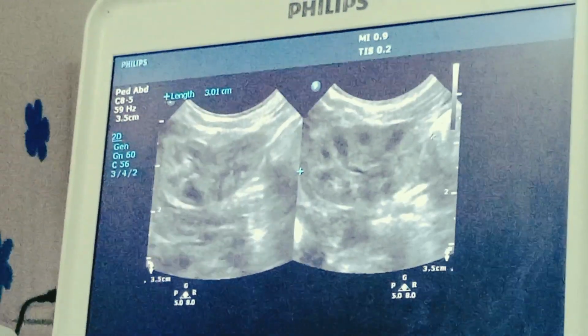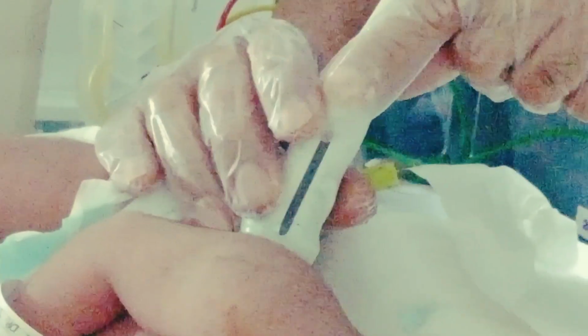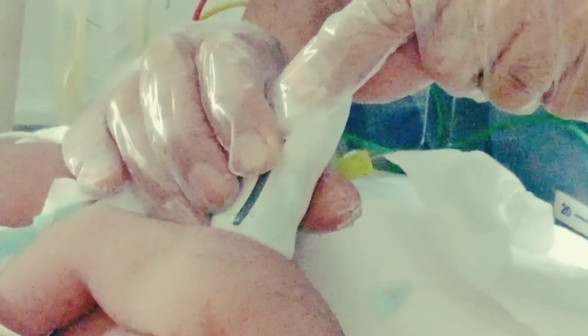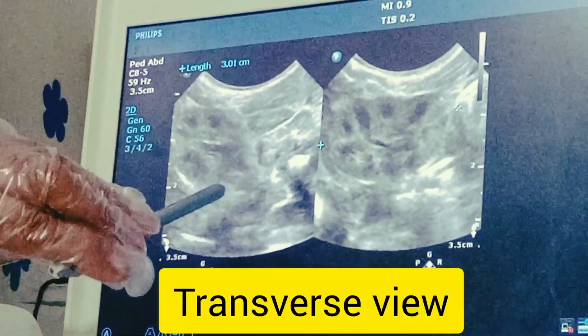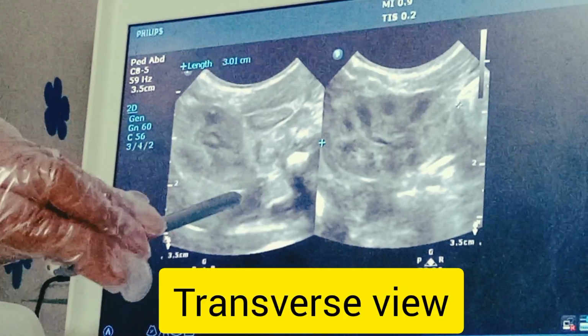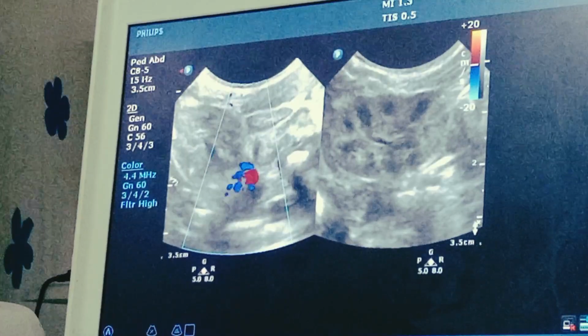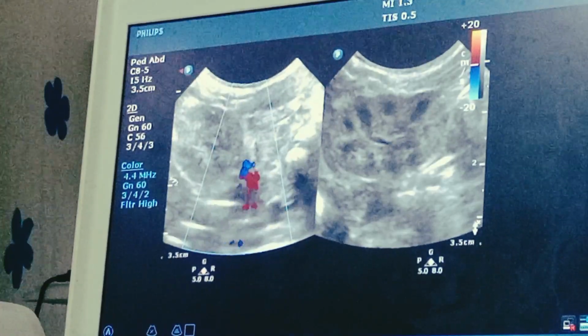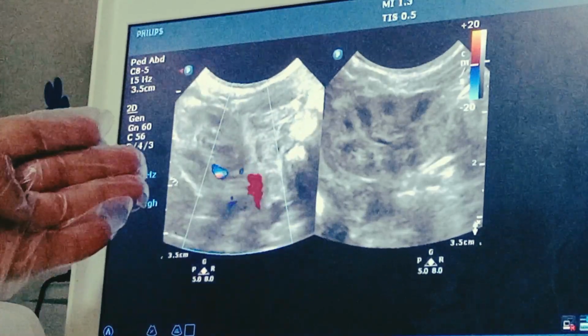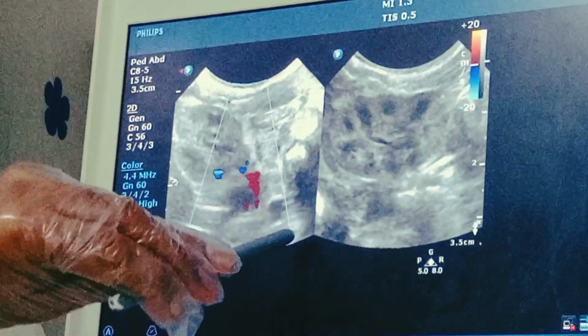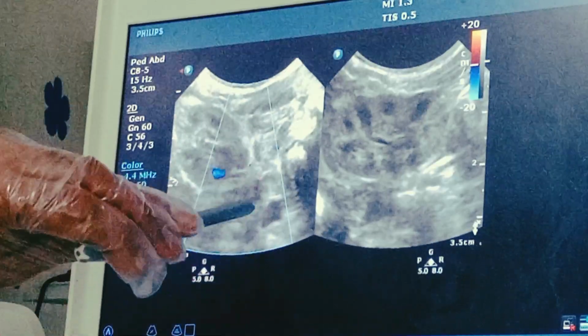This is the probe here. I'll turn the probe like this. This is called the transverse view. Then this is the transverse view of the kidney. You can see beautifully the pelvis open here. There are a lot of pulsations because there are a lot of vessels. You can see the vessels entering into the kidney. See how beautifully it comes from the aorta. This is the vertebra, and the aorta is entering.